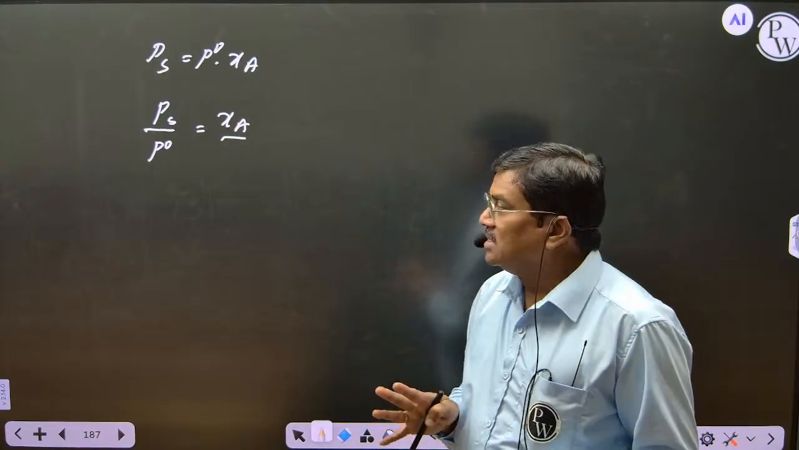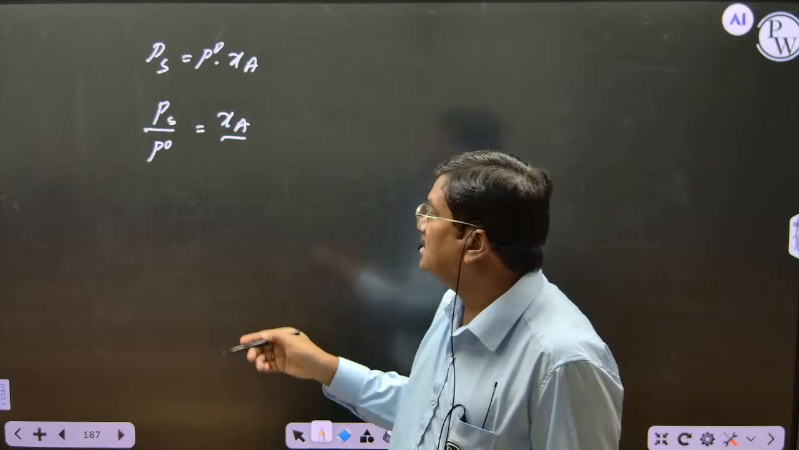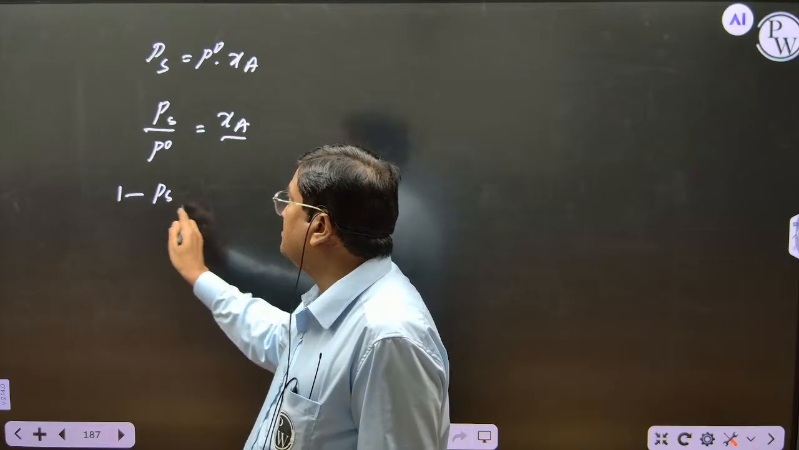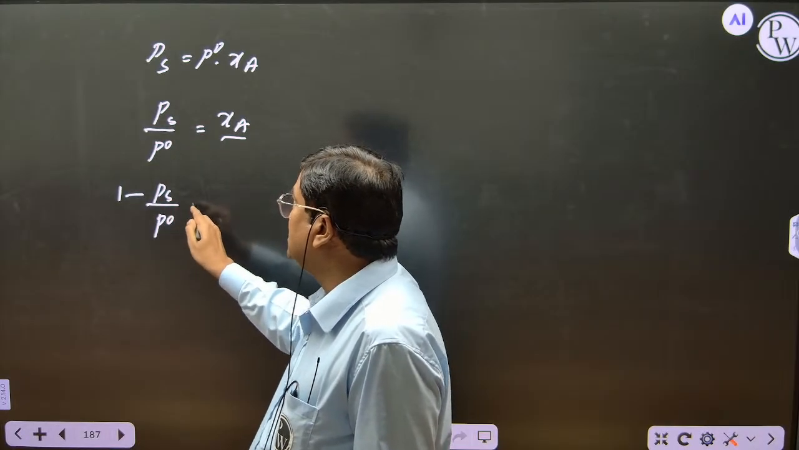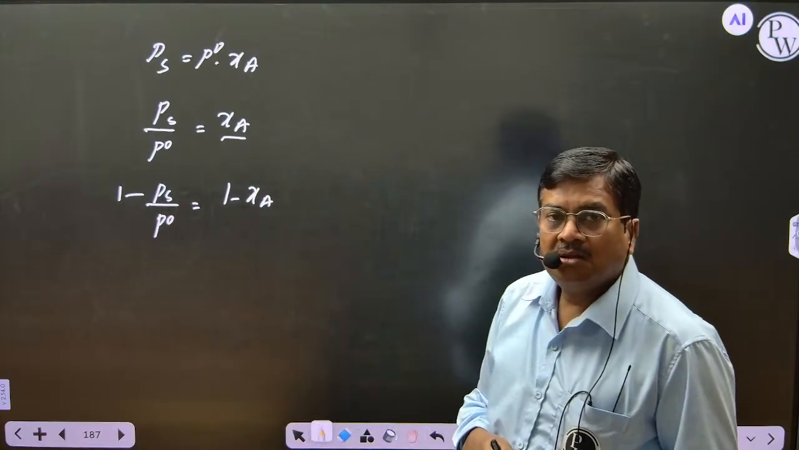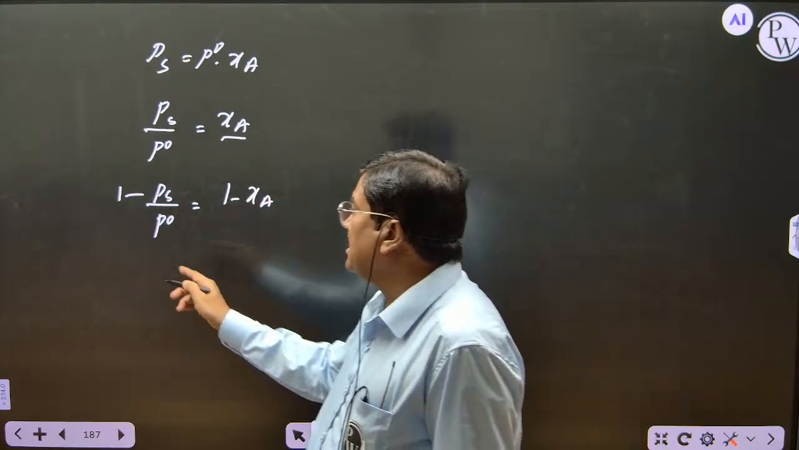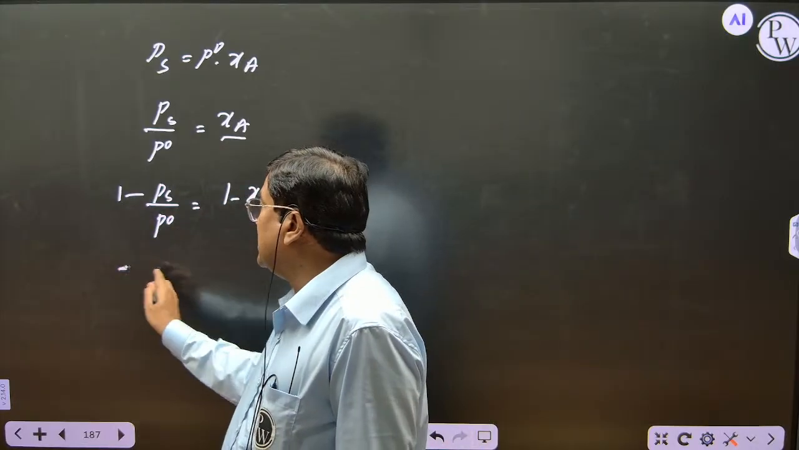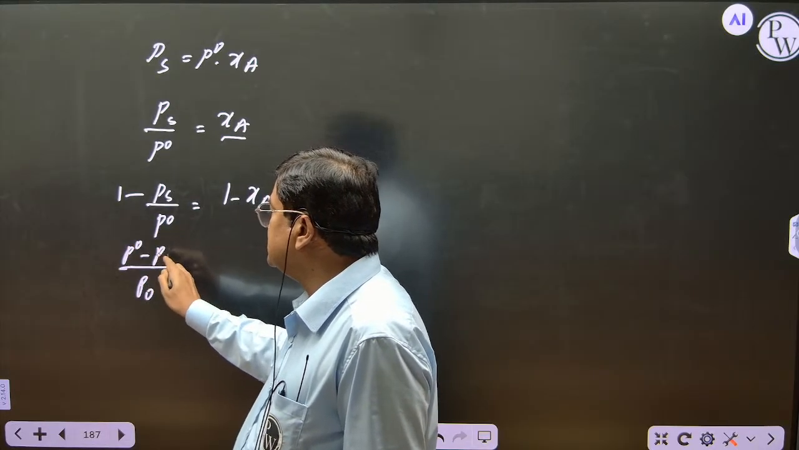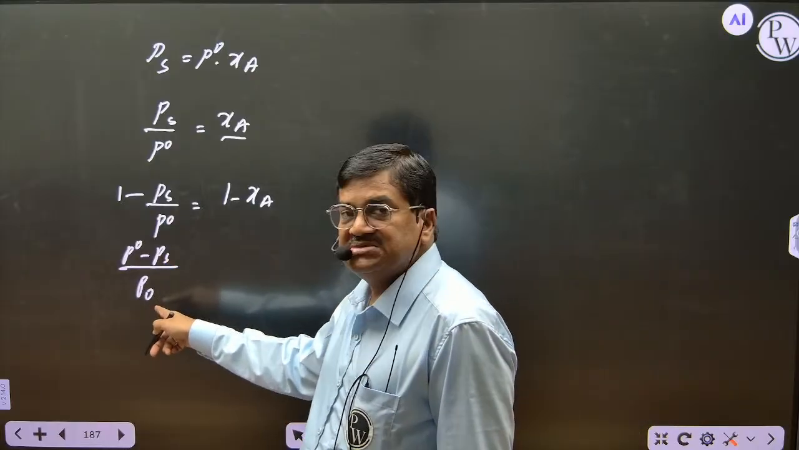Up to this understood. Now what do we do? We subtract both sides from 1. See, I am subtracting both sides from 1. 1 minus Ps by P naught is equal to 1 minus chi. Understood? On both sides I am subtracting from 1. Now what will be the LCM? When we take LCM from this, can I write P naught? This is 1 as P naught minus Ps. On taking LCM, what should I write? P naught minus Ps by P naught.